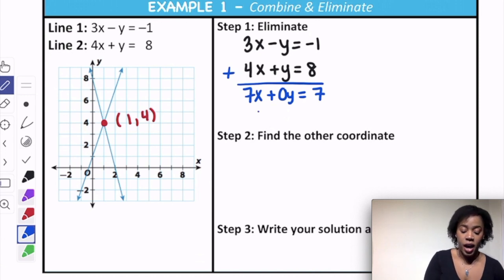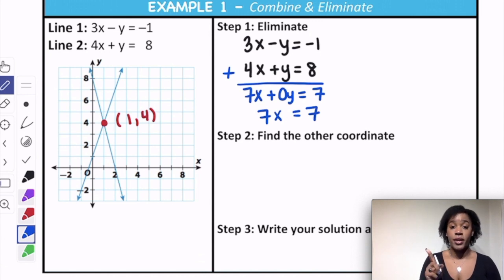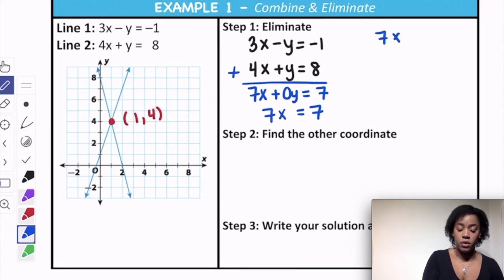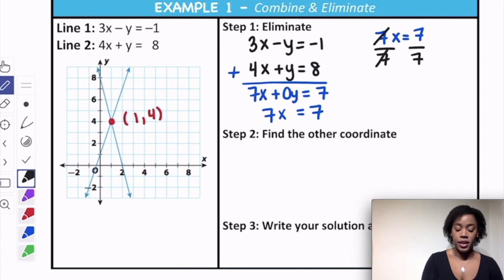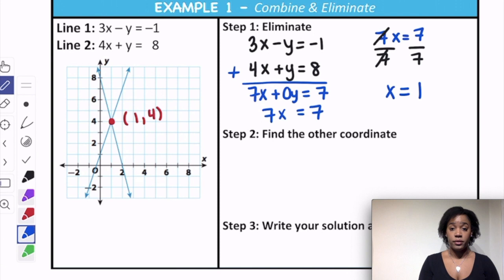Now we have an entirely new equation that has just one variable. So we have 7x equals 7, and we can all solve an equation for one variable. We divide both sides by 7 to isolate the variable x, and we get x equals 1. After eliminating a variable and finding our first coordinate, we have to find the other coordinate. We have to find y in this case.